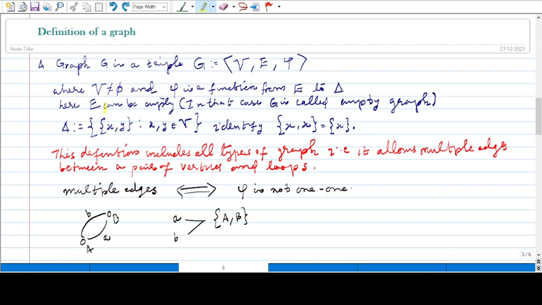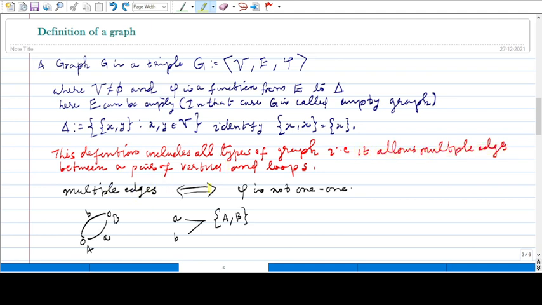We'll call that an empty graph, and phi is a function from E to delta, which we have already defined. Okay, so identify x with the singleton {x}. So these are the definitions of a general graph. It includes all kinds of graphs. The definition includes all types of graphs, that is, it allows multiple edges between a pair of vertices and also loops.